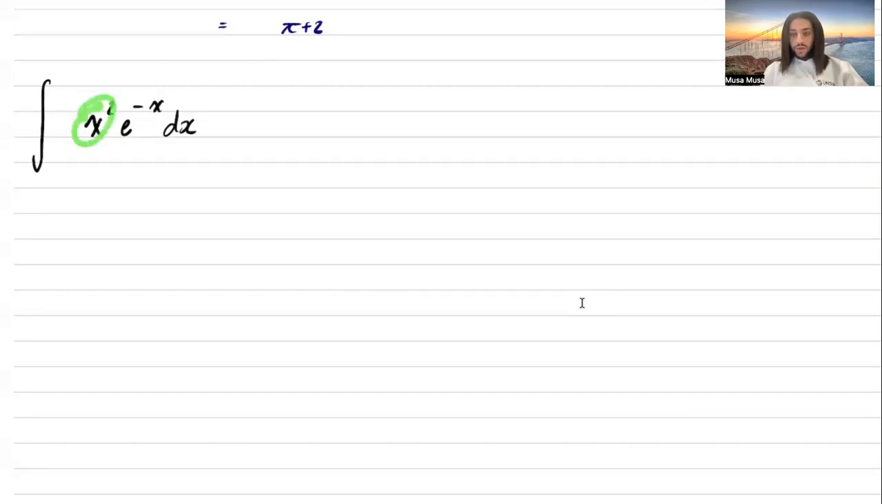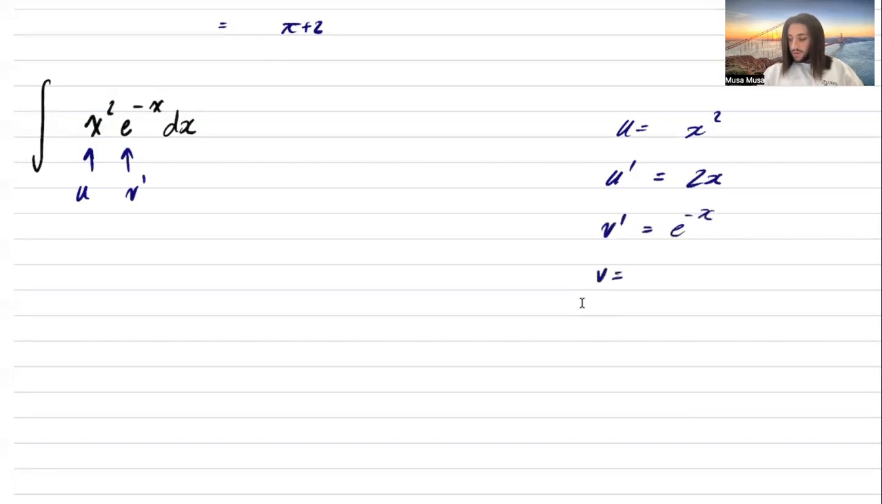Instead, this is what you want to differentiate, but it might require repeated applications, as you shall see in a moment. So you're going to let this equal u, and this equal v dash. It's also very easy to integrate e to the minus x. So letting u equal x squared, u dash will equal 2x, and then v dash equaling e to the minus x means v equals, we divide by the derivative of the power, by the minus 1. So we get minus e to the minus x.